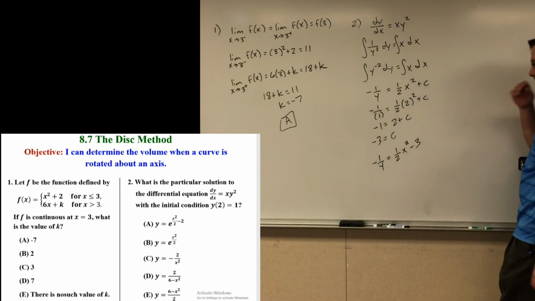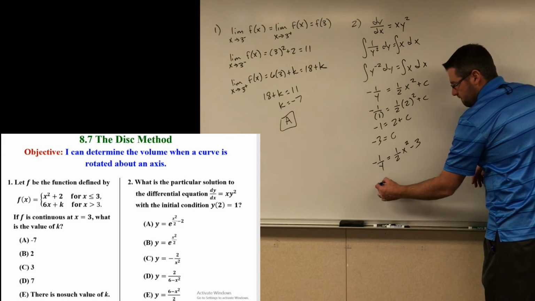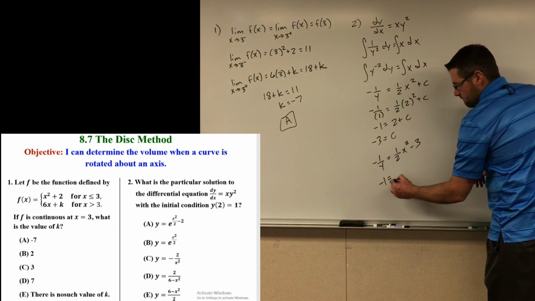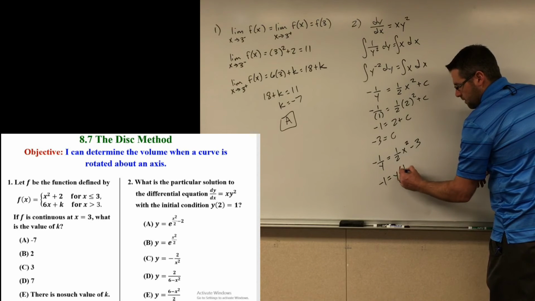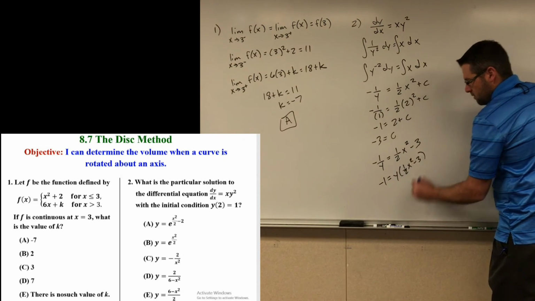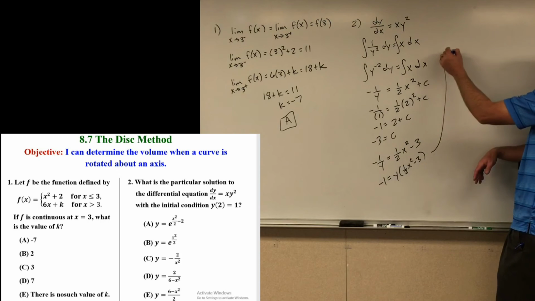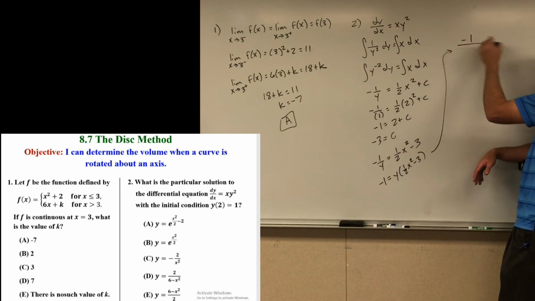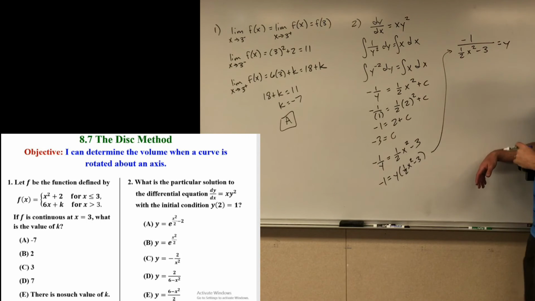How do I solve for y? Multiply by y. Okay, if I multiply by y, what do I get? Negative 1 equals all that times y. Now what do I do? Divide. So you end up with negative 1 over 1/2 x squared minus 3 equals y. That's true, but that's not an answer that's up there.